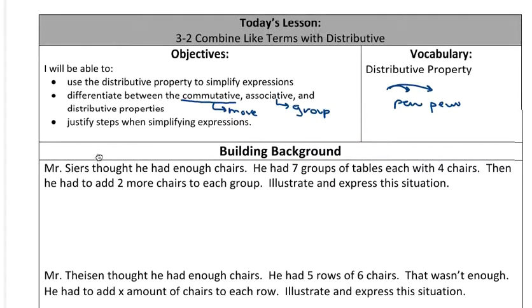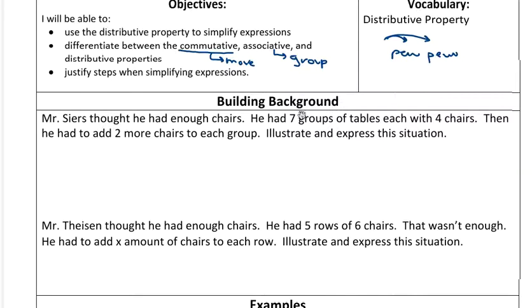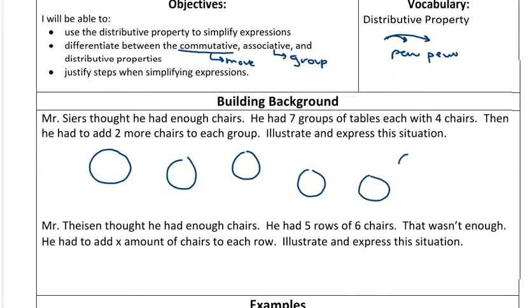Okay, so Mr. Sayers thought he had enough chairs. He had 7 groups of tables with 4 chairs. Okay, so 7 groups. 1, 2, 3, 4, 5, 6, 7. He started each with 4 chairs. So I'm just going to use a highlighter. I'm going to say there's 1, 2, 3, 4.